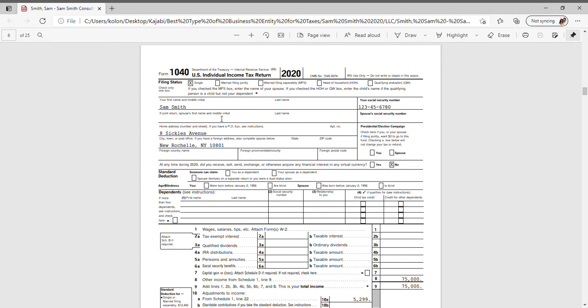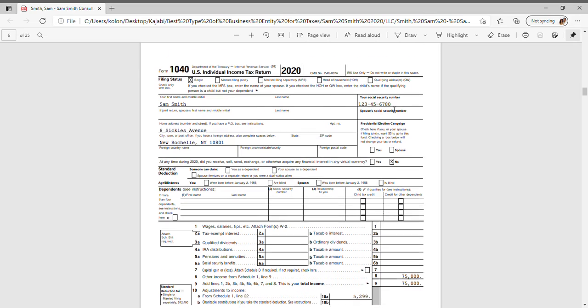So again, we're starting up with Sam Smith. We've got his social security number. We've got his home address. He does not have any dependents. Again, we're assuming that he's filing single and he's not married filing jointly or married filing separately. He doesn't have any dependents and he's not a widower.